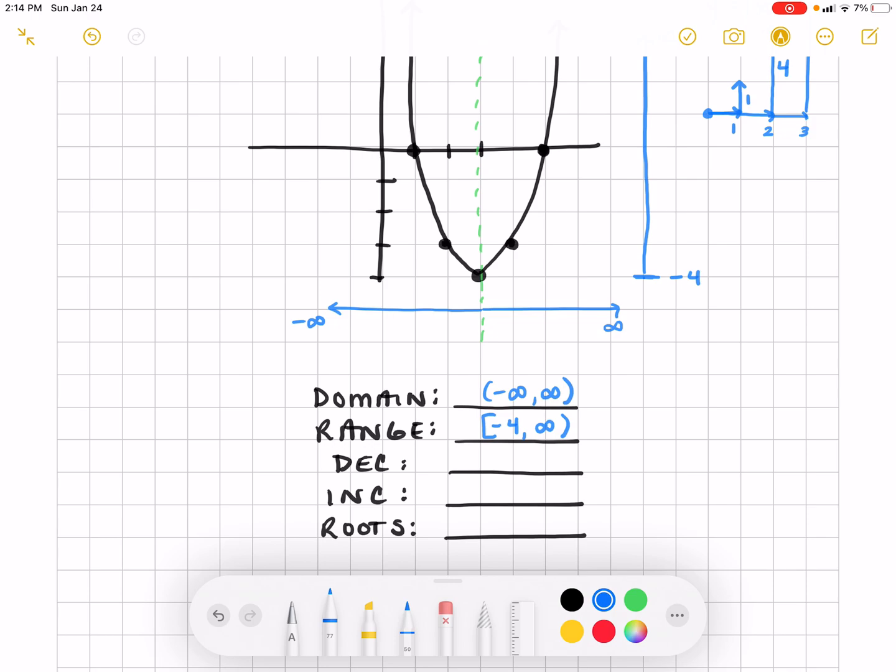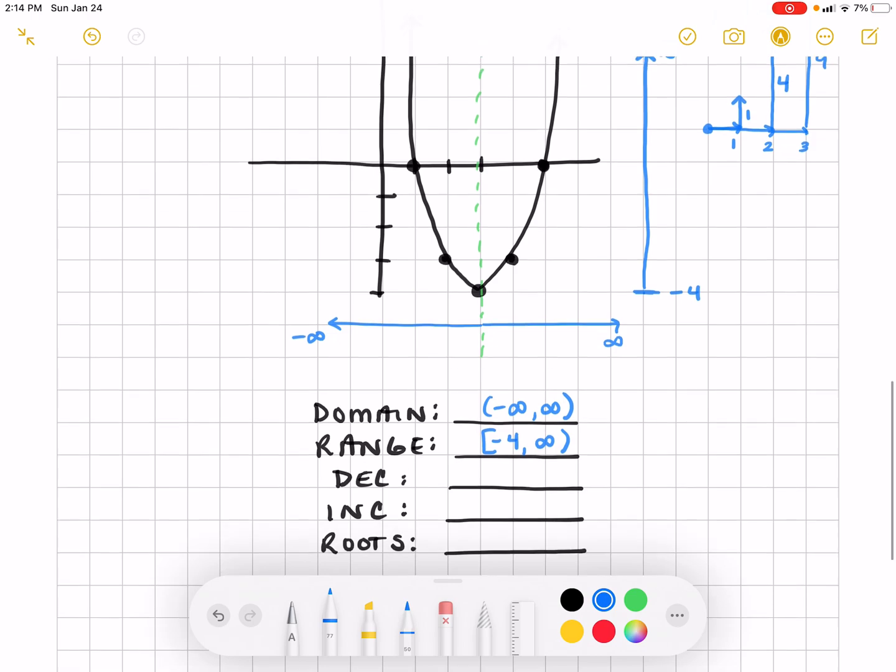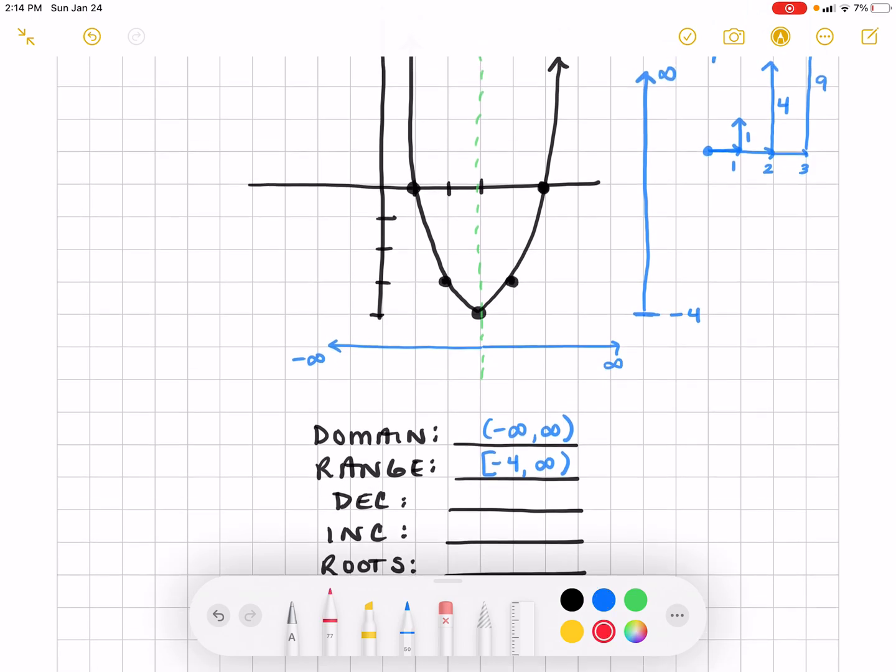And we use a bracket because that negative 4 is included. Now let's talk about increasing and decreasing, okay? Again, what we do is we look at our domain, and the domain splits in half at the axis of symmetry at 3. And so when we talk about increasing, decreasing, we're talking about how the parabola over here on the left side, if you kind of follow along, what's the parabola doing?